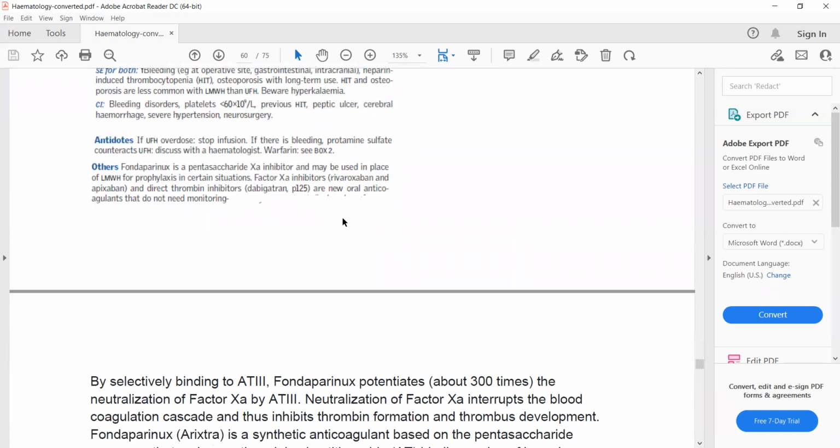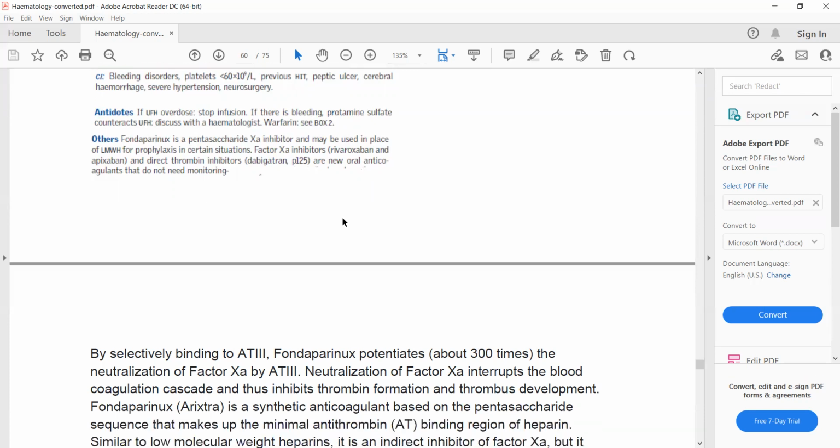So we all know that now, according to recent guidelines, these direct acting oral anticoagulants have fewer chances of bleeding and do not require any monitoring. So that's why direct acting oral anticoagulants have replaced the other drugs and are now used as first line drugs in the treatment and prophylaxis of venous thromboembolism.